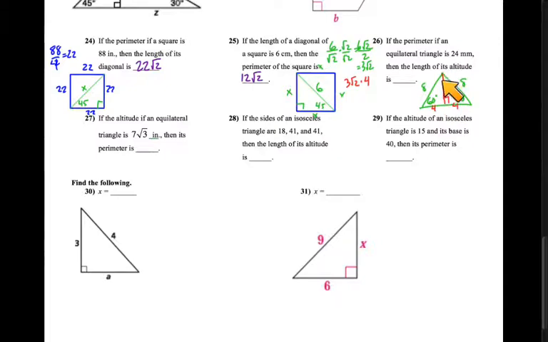Which part of the 30, 60, 90 triangle is x, the altitude? The answer to that question is long leg. 4 is the short leg. X is the long leg. 4 times the square root of 3 gets us 4 square root 3.